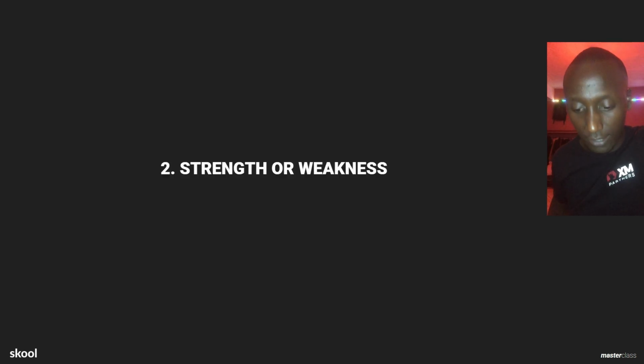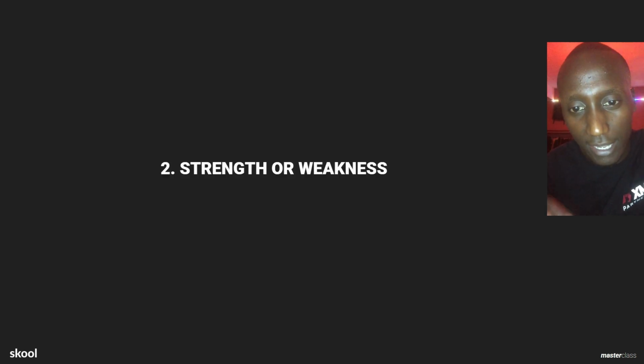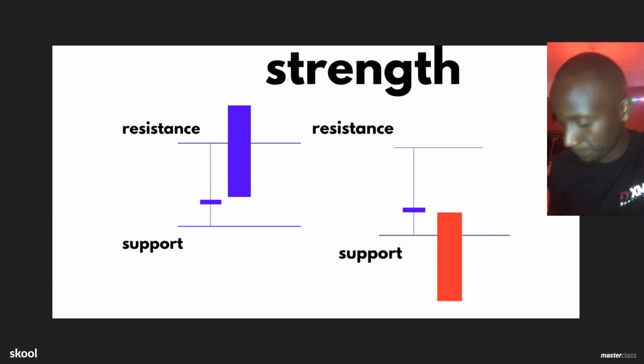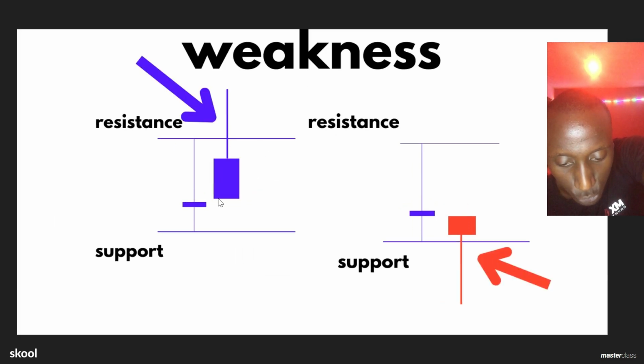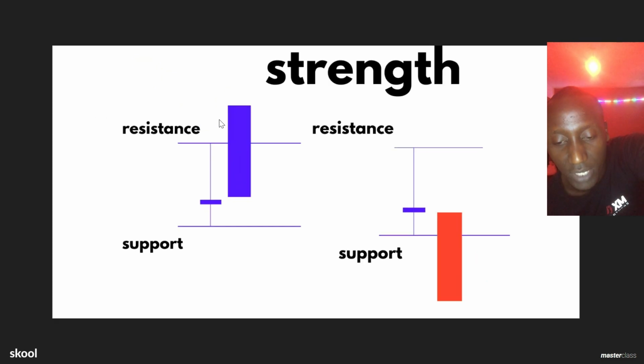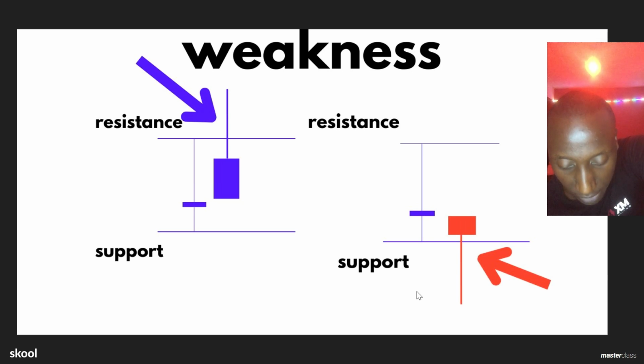The second thing is understanding strength and weakness. What does that mean? This is what strength looks like. So if price actually breaks out and closes as a strong breakout candle, either to the upside or to the downside, then that is easy strength. This is what weakness looks like. When price tries to break out, then it's pushed back in.